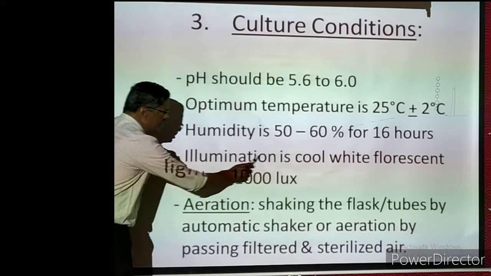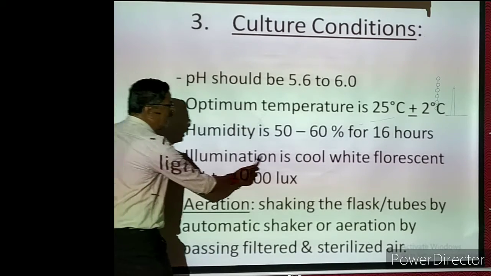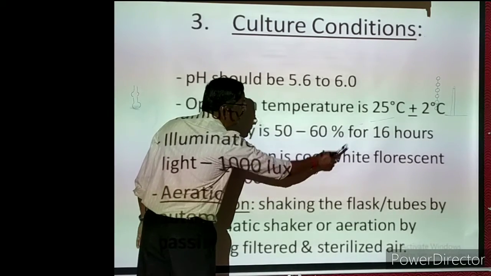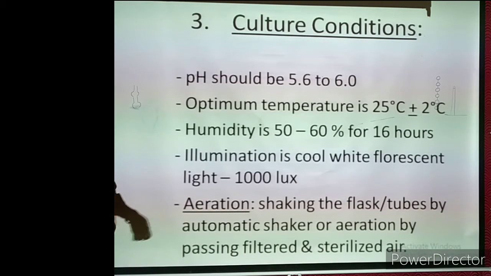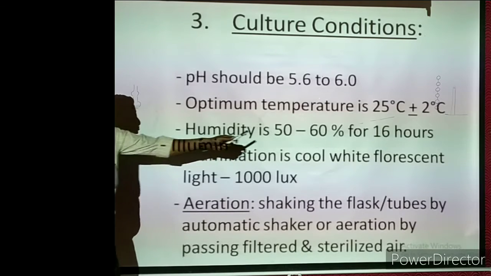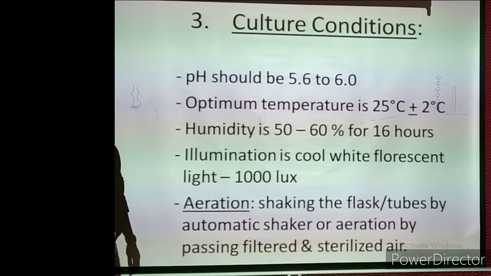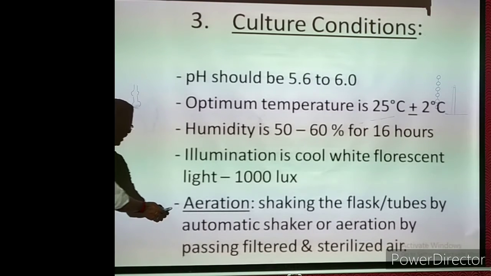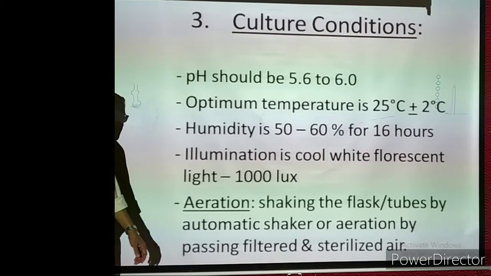Then illumination means light intensity. The light should be cool white fluorescent light. Now in fluorescent light, if you take different colors, there will be green, orange, yellow, like that many things. But it should be white fluorescent light with an intensity of 1000 lux. The last one is aeration. The entire research cabin should be well aerated, but microorganisms should not be present. So for that, how to aerate it, we have to see that.